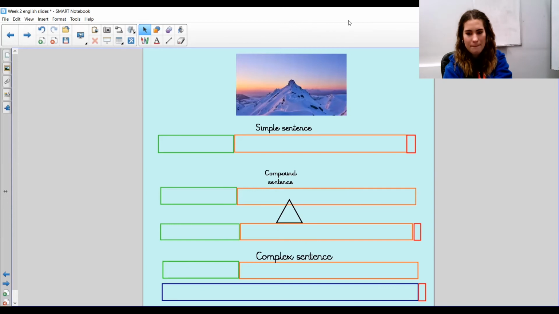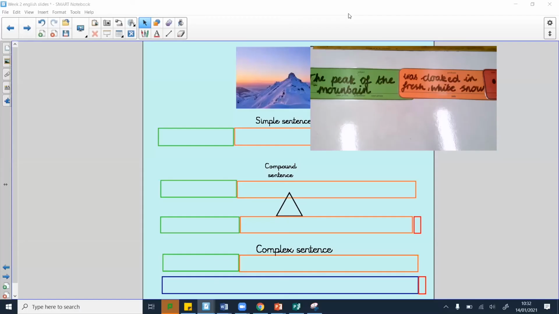Oh, it's still going. Just going to carry on while I get my rainbow grammar cards ready, and then we're going to play it. Well, you can carry on. I'm just going to pause.